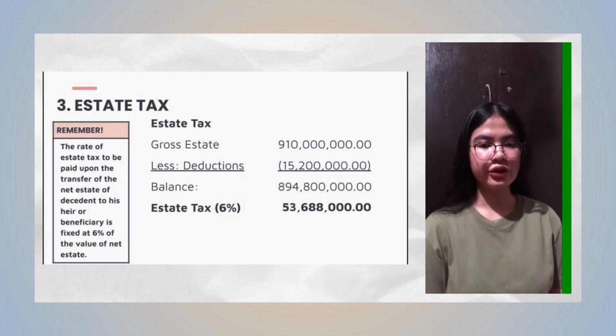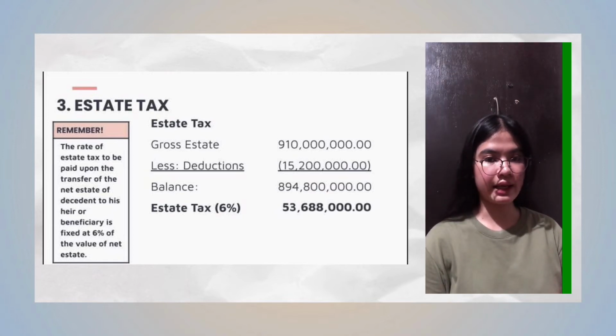Next is estate tax. So, remember, the rate of estate tax to be paid upon the transfer of the net estate of the decedent to his heir or beneficiary is fixed at 6% of the value of the net estate. So, yung gross estate niya is 910 million, less deductions na 15 million 200,000. So, ang balance niya is 894 million. Estate tax na 6% is 53 million 688,000.